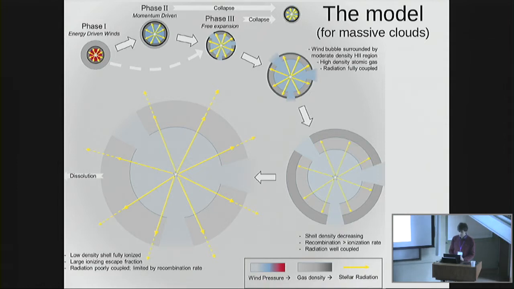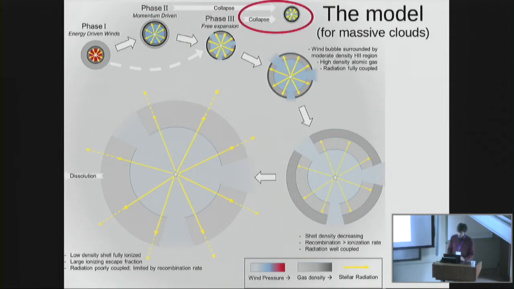Is there a laser pointer here? So there is also a dashed arrow showing you that you can directly go from the hot energy-driven wind phase to the free expansion if cooling is very inefficient.